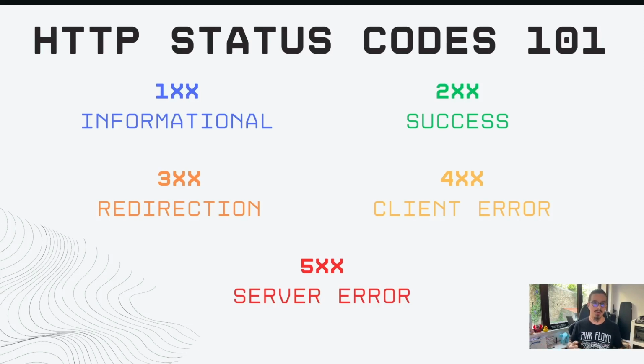And then we have two categories for errors, and we have the 400 status codes that are the client errors, meaning that, okay, something went wrong.